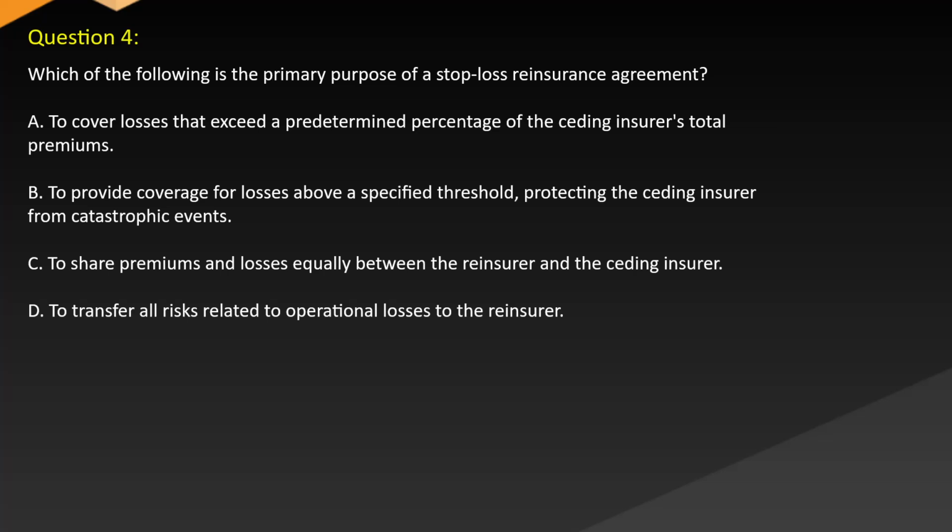Question 4. Which of the following is the primary purpose of the stop-loss reinsurance agreement? A. To cover losses that exceed a predetermined percentage of the ceding insurer's total premiums. B. To provide coverage for losses above a specified threshold, protecting the ceding insurer from catastrophic events. C. To share premiums and losses equally between the reinsurer and the ceding insurer. D. To transfer all risks related to operational losses to the reinsurer.